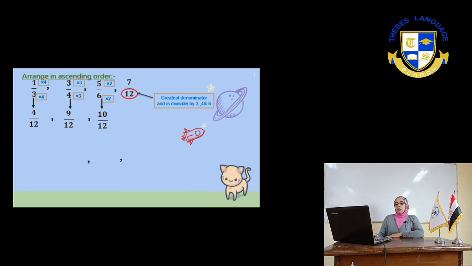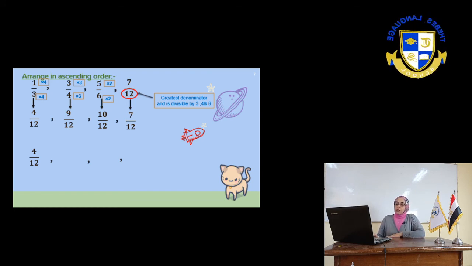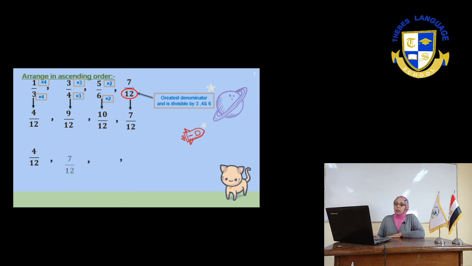Okay. Now, if I want to arrange in ascending order, write the smallest at first. Which is the smallest? Arrange by the numerator. 4 is the smallest, so 4 over 12, and then 7 over 12, 9 over 12. Last one will be 10 over 12.